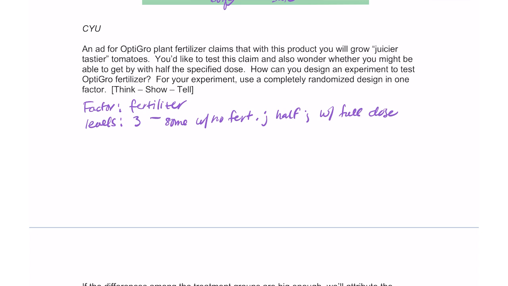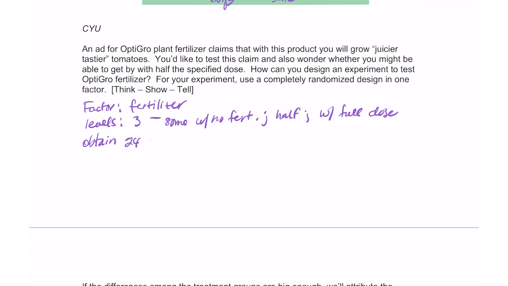Okay, and we would need to randomly assign plants to those treatments. Let's say we're going to get, I don't know, we'll do an even number here. Since we have 3 treatment groups, let's do 24 because 3 divides into 24. Now, you don't need to have the same number of plants per group, but I just like it to work out like that. Okay, and you basically can come up with your own.